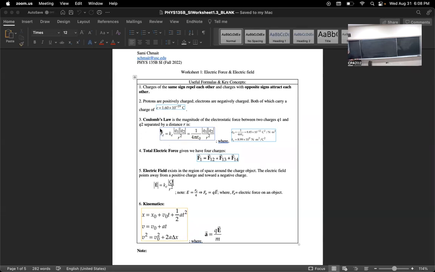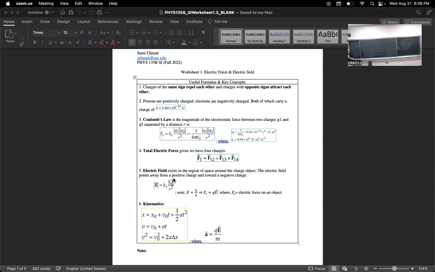Total electric force is just the sum of forces relative to a single position. Electric field is infinite around a point charge, right? It goes on forever, but as r squared gets bigger and bigger, this number itself is going to become so small. So yes, it's infinite, but it has diminishing returns, exponentially diminishing returns, I should say.